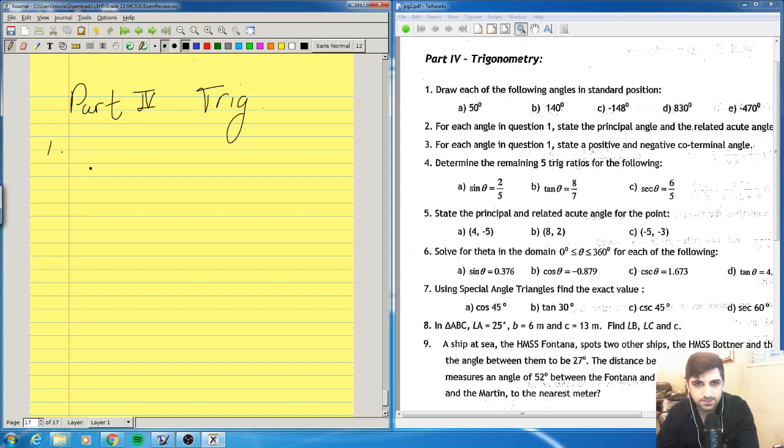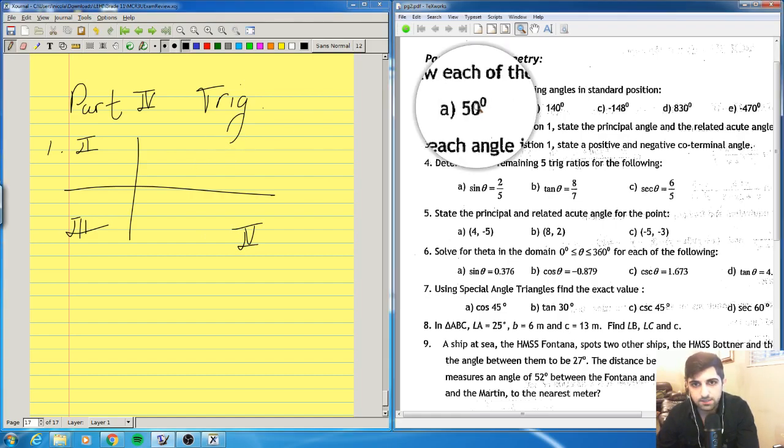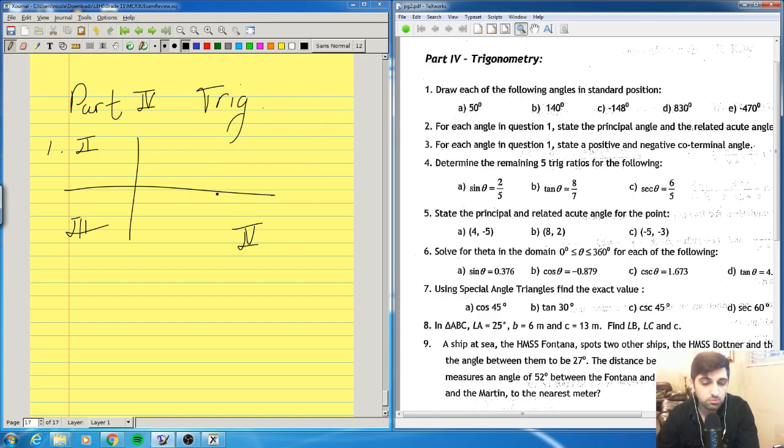Okay, number 1. Draw each of the following angles in standard position. What that means is you're going to draw the 4 quadrants. We have quadrant 1, 2, 3, and 4. Now, in quadrant 1, we've got 50 degrees. What that means is you're going to be drawing a line coming from the origin. This is the origin, and that line is going to be called the principal arm.